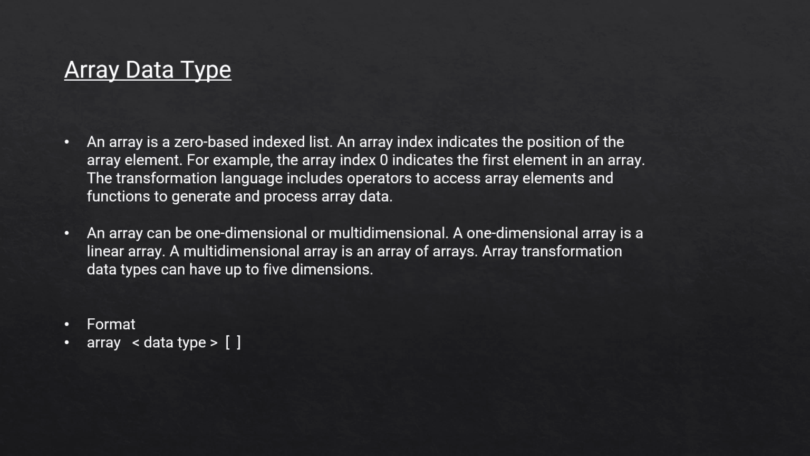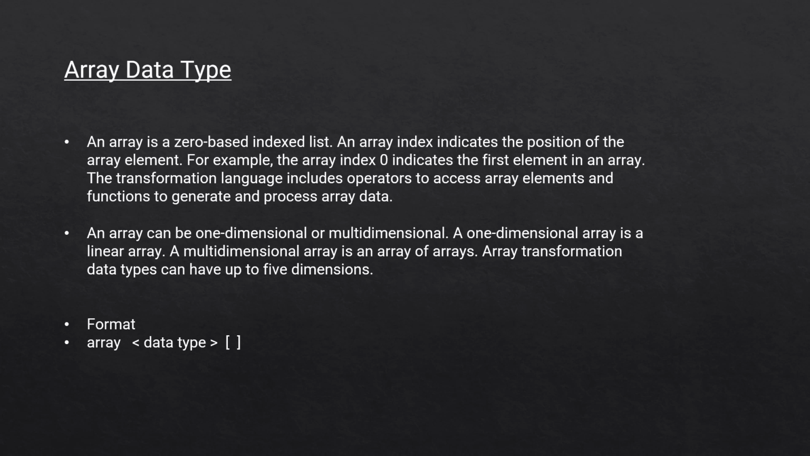In the case of the array data type, an array is a zero-based indexed list. That means it starts from 0 up to the number. An array index indicates the position of the array element. For example, array index 0 indicates the first element in an array. The transformation language includes operators to access array elements and functions to generate and process array data. An array can be one-dimensional or multi-dimensional. A one-dimensional array is a linear array. A multi-dimensional array is an array of arrays. Array transformation data types can have up to 5 dimensions.